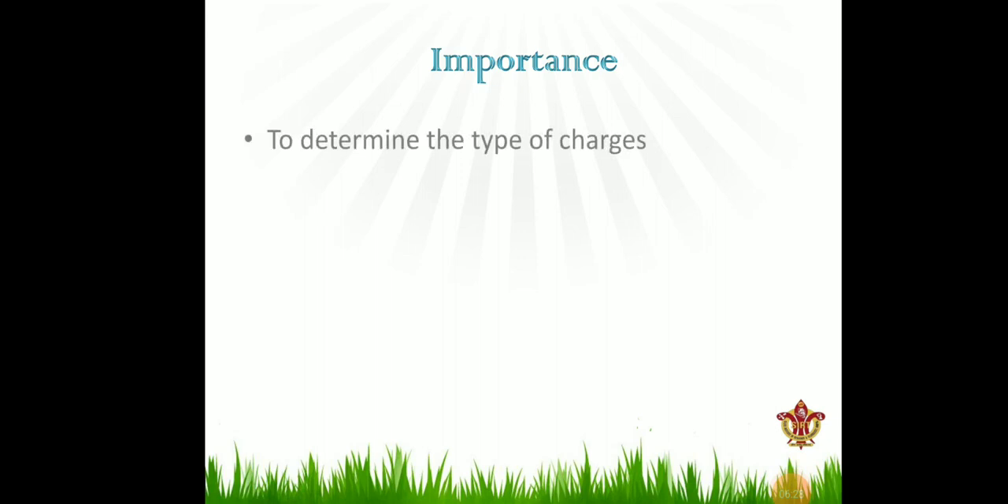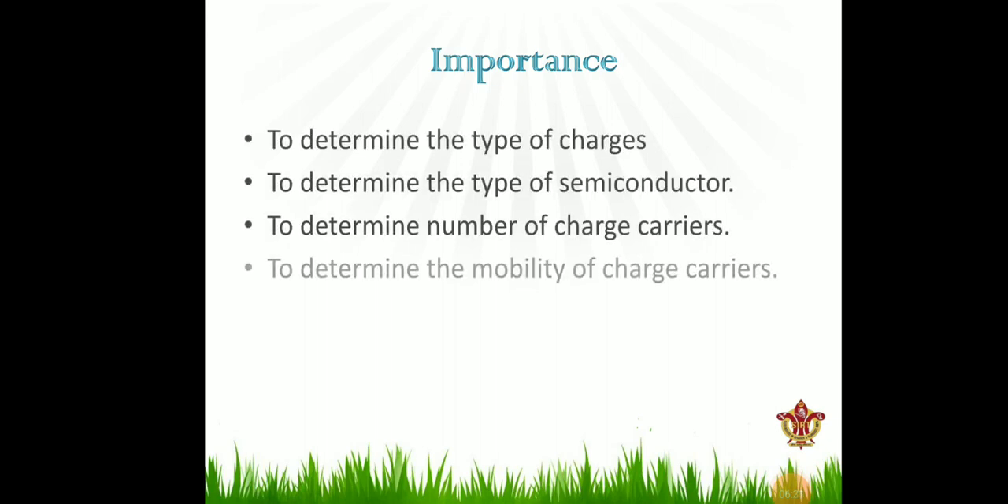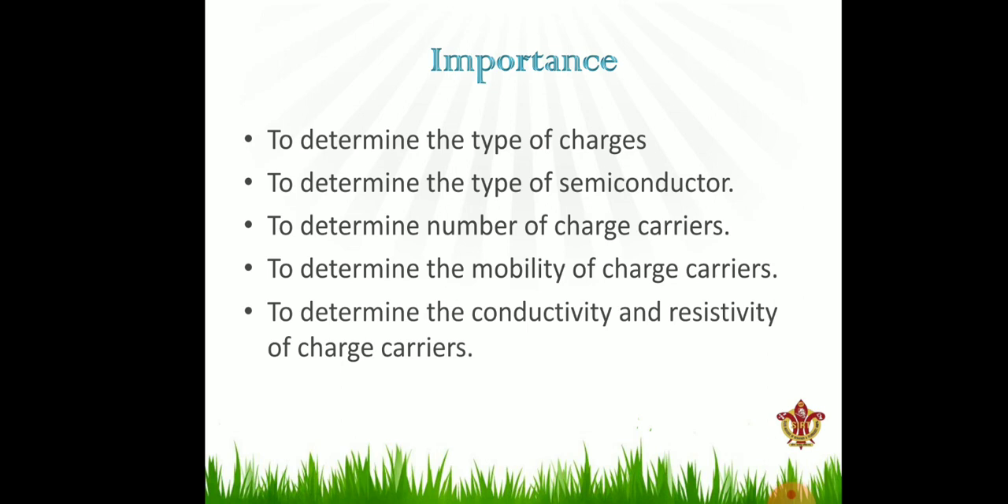Now let us see some importance of the Hall effect. Hall effect is used to determine the type of charge carriers, as we see that RH equals minus 1 by NQ, so we can find the type of charge carriers from the value of RH. So by calculating the Hall effect parameters, we can find the type of charge carriers as well as the type of semiconductor. The number of charge carriers can also be found, and the mobility of charge carriers, conductivity and resistivity can also be calculated by this equation.